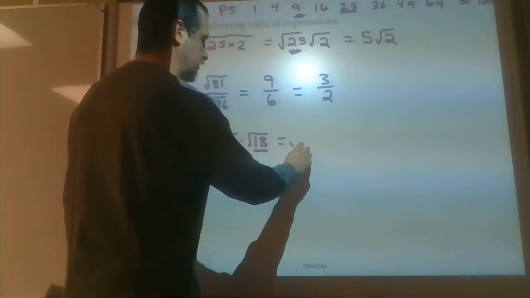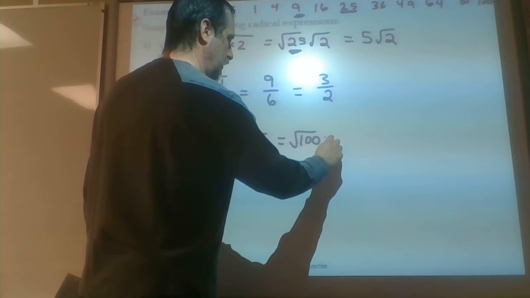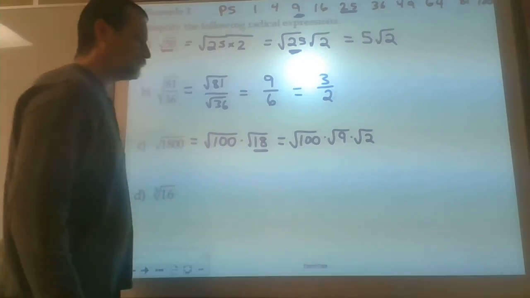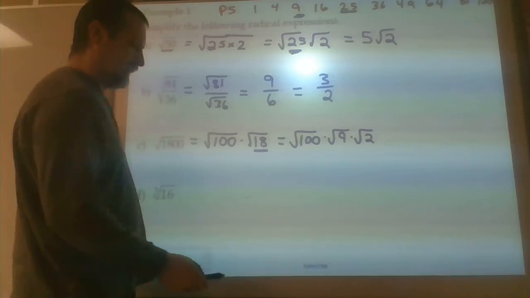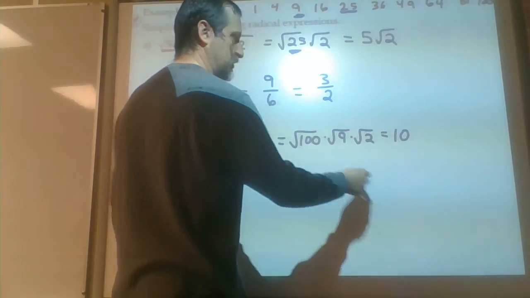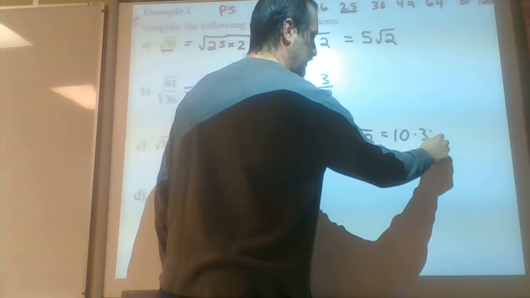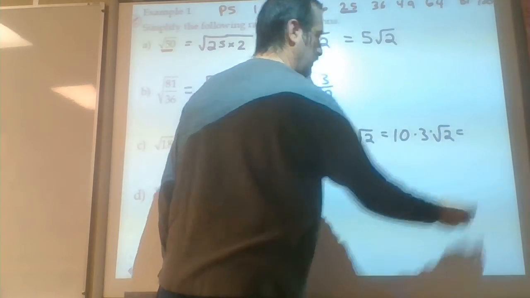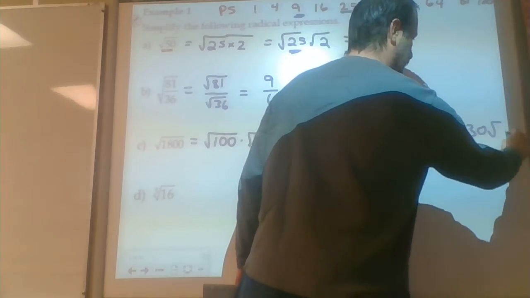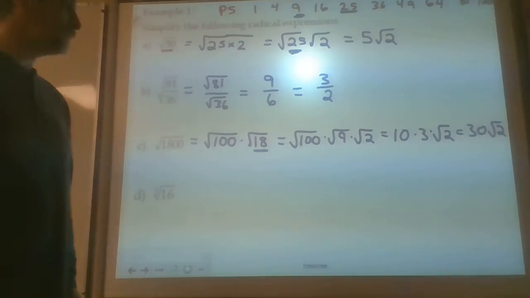Because 9 is a factor of 18, and it is a perfect square. So we can turn this into the square root of 100 times the square root of 9 times the square root of 2. With that, the square root of 100 is 10 times the square root of 9, which is 3, times the square root of 2, and 10 times 3 is 30. So my final simplified radical is 30 root 2.